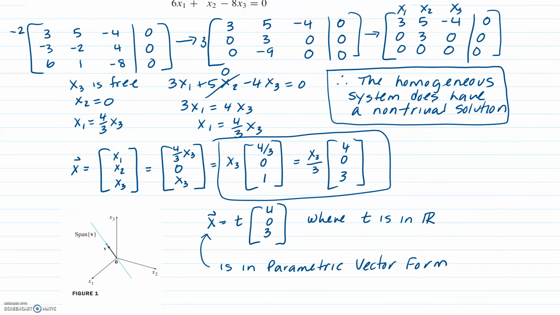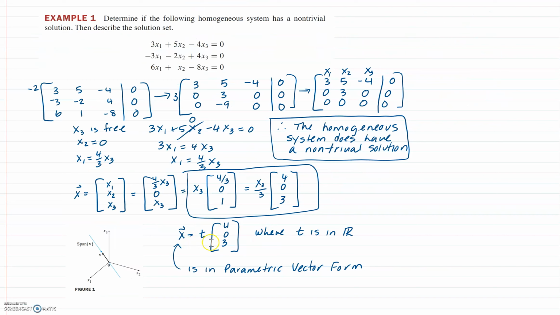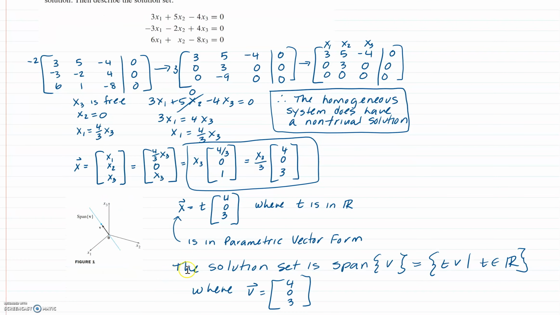So if we look at the original question, describe the set. Here we have it. It's going to be this vector times any real number, or the span of V, where V is that vector 4, 0, 3, or 4/3, 0, 1, any ratio of that vector. So this is the answer. The solution set is the span of V. That's how we can geometrically describe this.